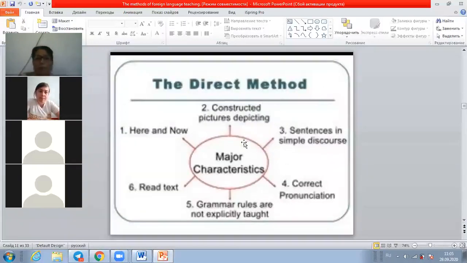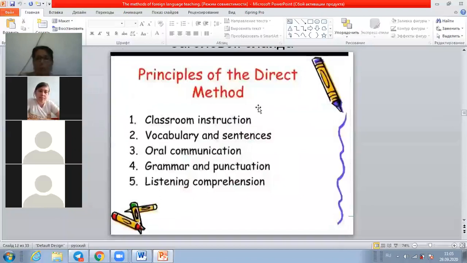The direct method is also traditional, as I mentioned before. So, principles of the direct method. What kind of principles? There are five principles: classroom instruction, vocabulary and sentences, oral communication, grammar and punctuation, listening comprehension.